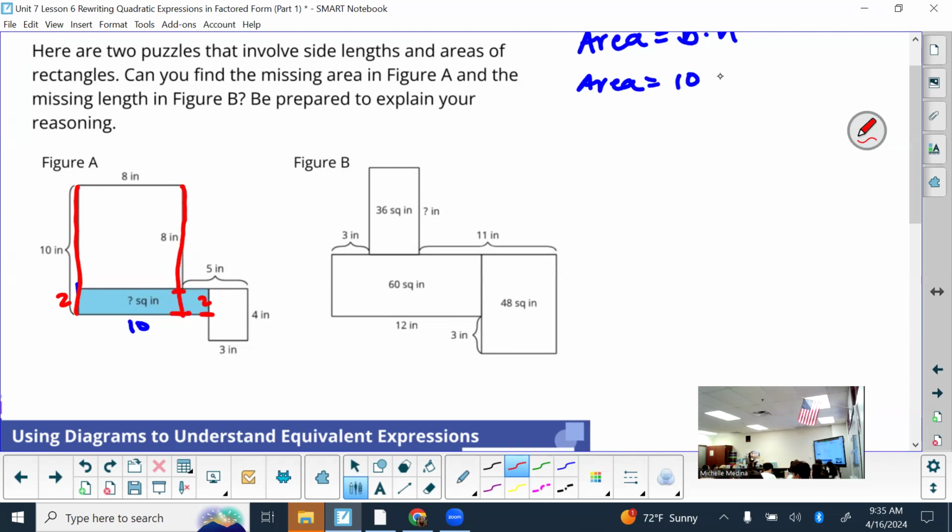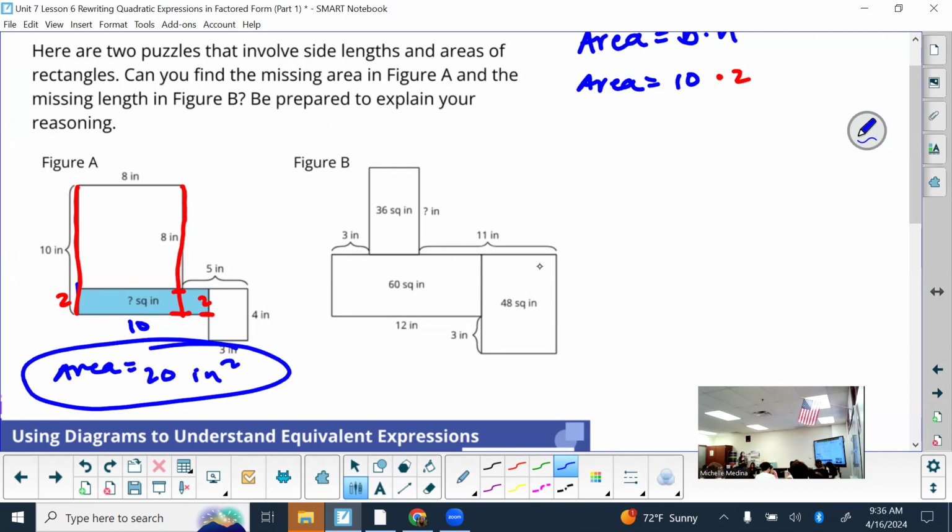So then what's my area of that rectangle? You all know because now you have both the dimensions. The area for this is 20 square inches. All right, good. Now the other one we are missing a side length. We do know the area of all the rectangles. And I don't have the other dimension, which would be helpful because then if I only have one unknown, I can solve for the unknown.